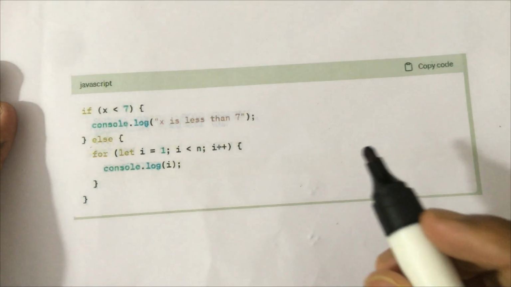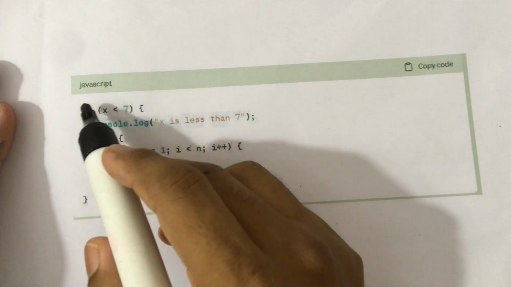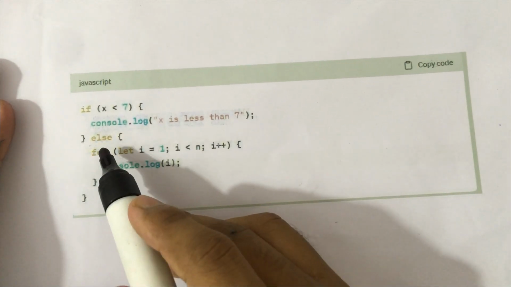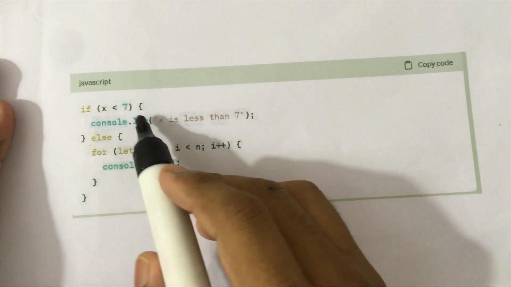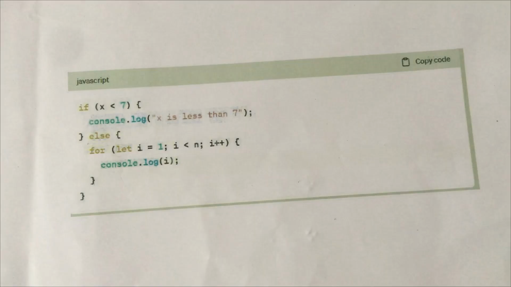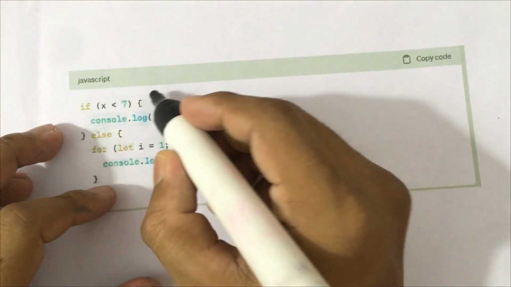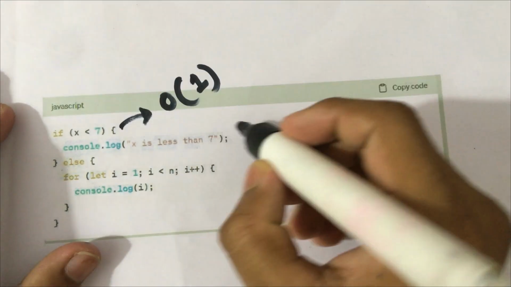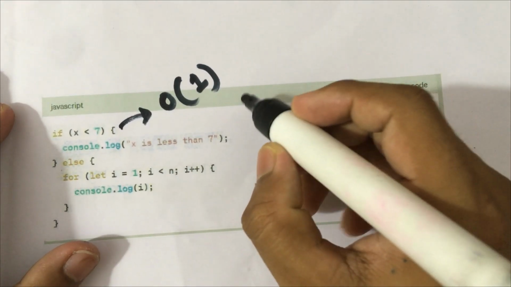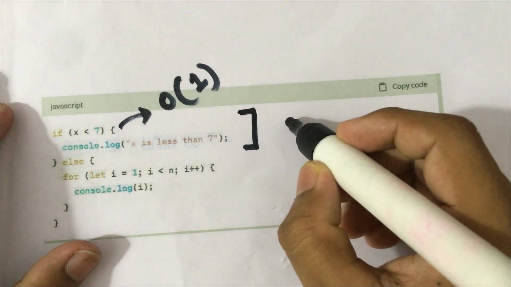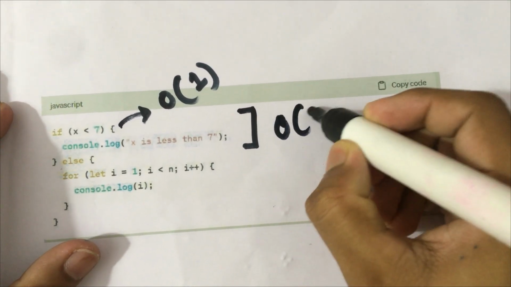As we clearly know, if the condition is true, then console log x is less than 7, and otherwise, if x is not less than 7, execute this loop. Here a comparison operator is happening, so it's O of 1, and it will run 1 time. So this first fragment would be big O of 1 clearly.